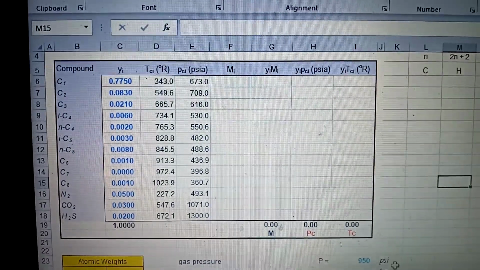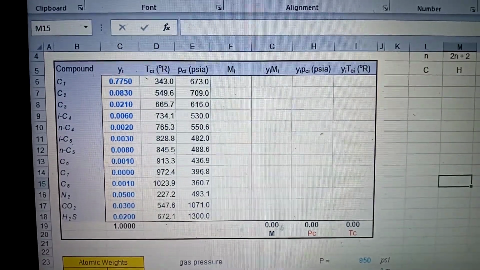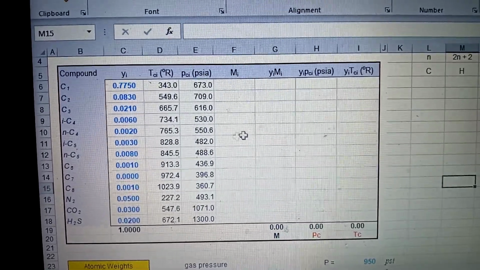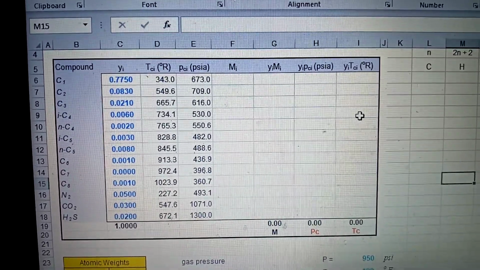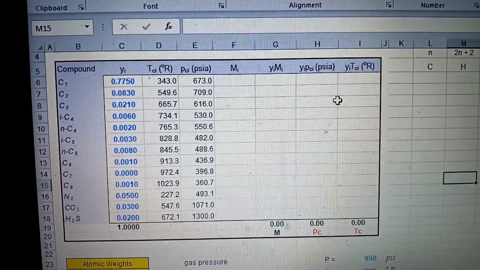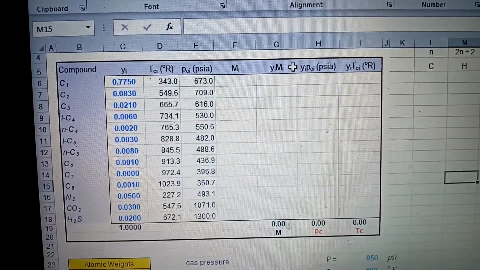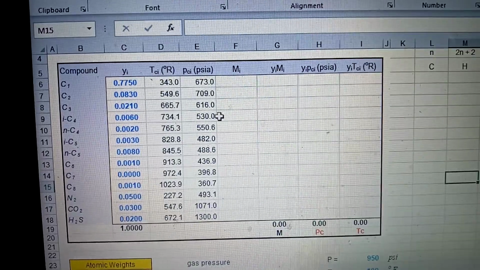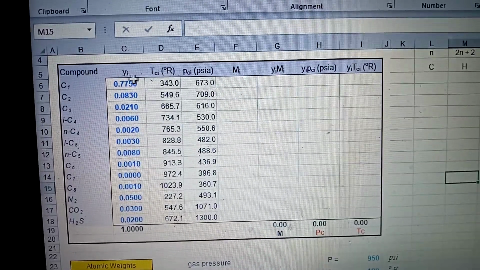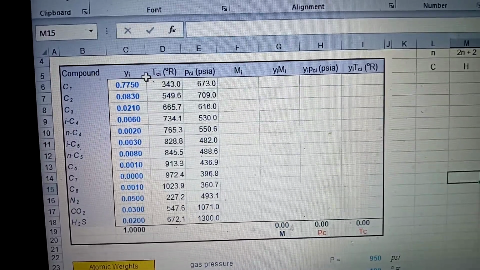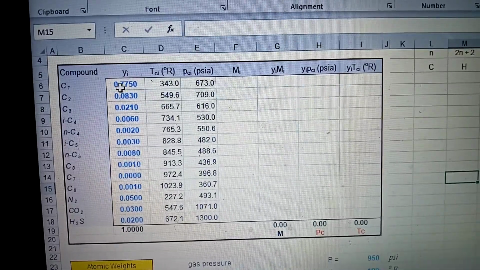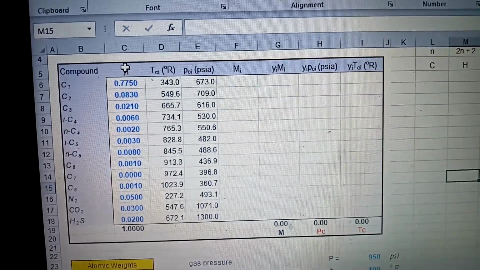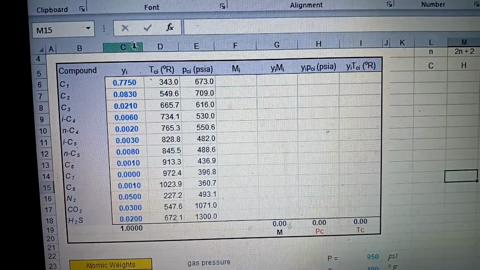This is a demonstration of lab number 2, where you are required to determine the specific gravity of natural gas, the reduced pressure, and the reduced temperature. In order to do that, you need to have the mole fraction of each of the components in the gas. As you can see from this Excel, that's given in column C.